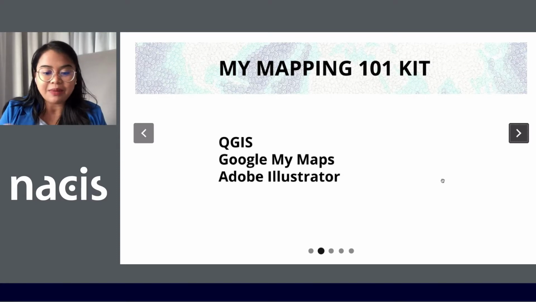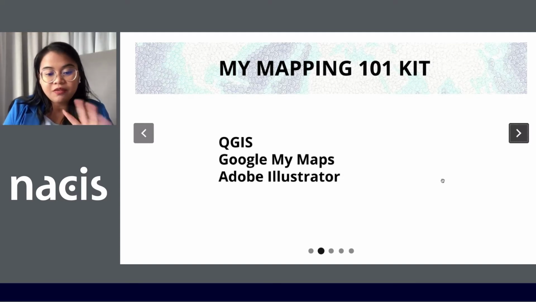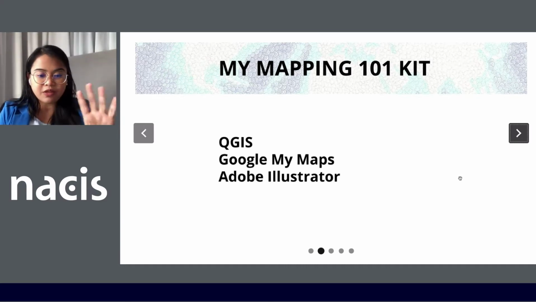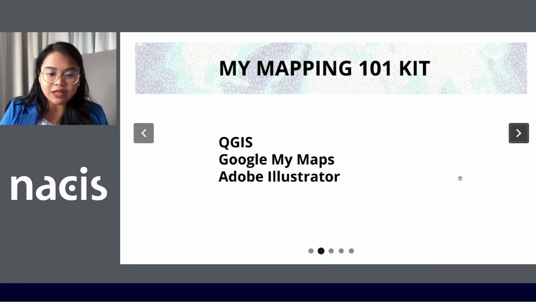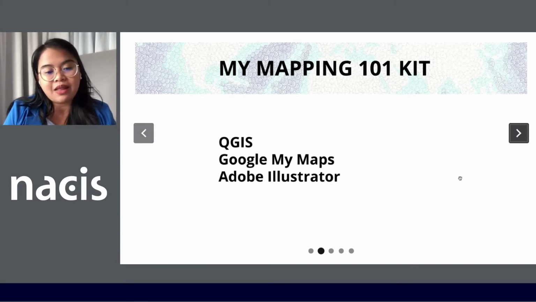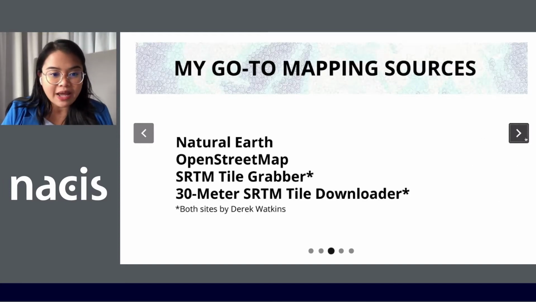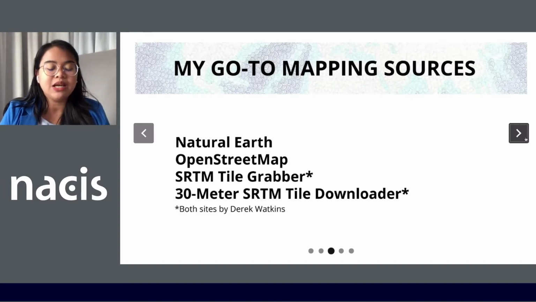If I can't get just the right sharpness or just the right color for the relief or the map colors, then I would pop it into Photoshop for a little bit and just improve and enhance those colors. But for today, I'm going to focus on these three. If I can't get into Adobe Illustrator, then at least I can show you Google My Maps and then the QGIS process. So where do I get my sources?